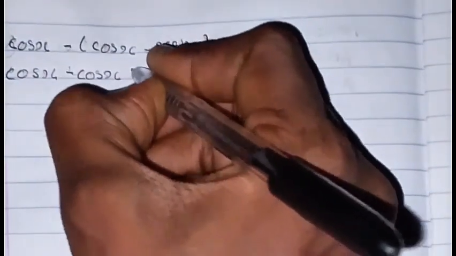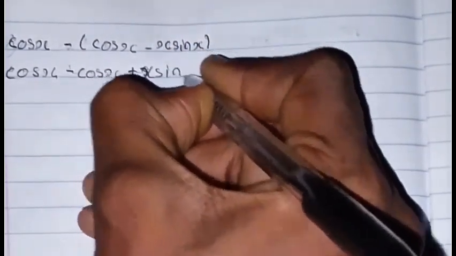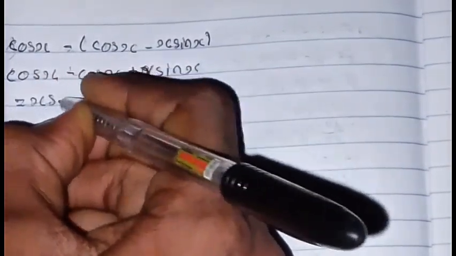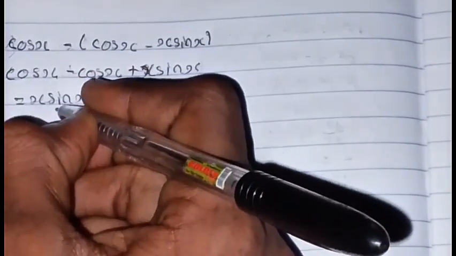Alright, now you are going to use this minus, negative 1, to open the bracket. So we have cos x minus cos x, minus minus gives plus x sin x. Now cos x minus cos x is equivalent to 0. So what you have left is x sin x. That's given to us as our final answer.